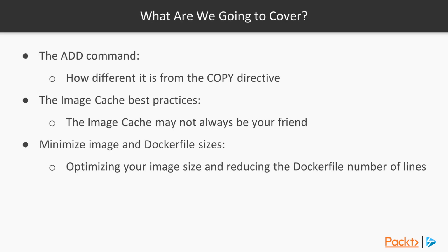So what are we going to cover in this section? In the first lesson, we're going to have a look at the add directive or the add command and how it is different from the copy directive, which is very similar but with some subtle differences that we're going to have a look at. Then we're going to have a look at the image cache, when to use it, when not to use it, and how to tell Docker that you don't want to use the cache. Finally, we are going to have a look at how to minimize the image size and also the Docker file size, and we're going to have a very interesting example in which we are going to create a fully functional API using only 2 lines of Docker code.